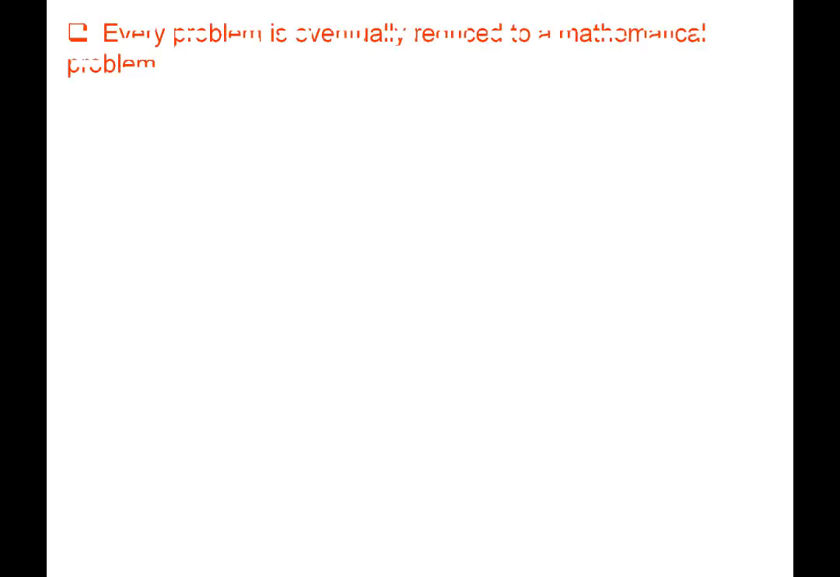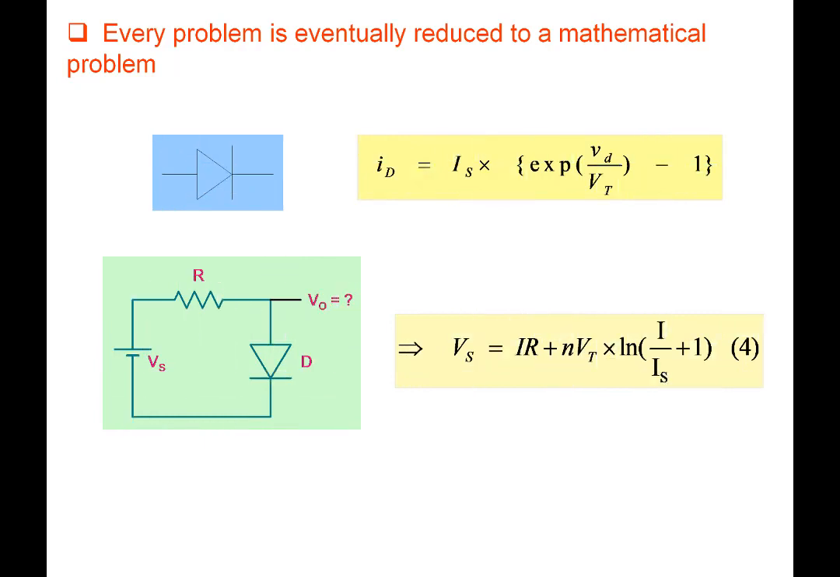Similarly, a student doesn't have a problem in saying, why am I doing so many maths courses? Because every engineering problem, every problem that I take, is eventually reduced to a maths problem, right? If I take a diode, I describe it in terms of a mathematical equation. If I take a circuit, I reduce it to a mathematical equation, a nonlinear equation that I need to solve in order to understand how a circuit works.